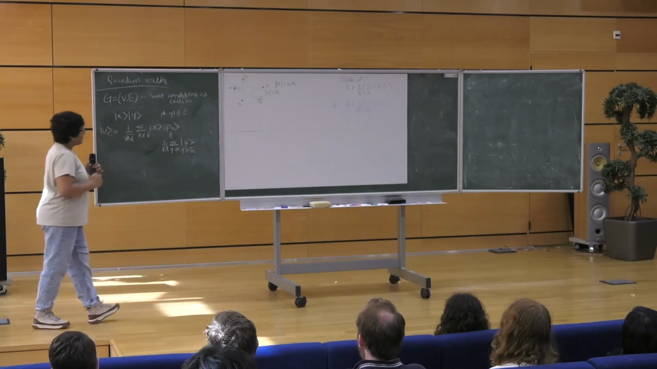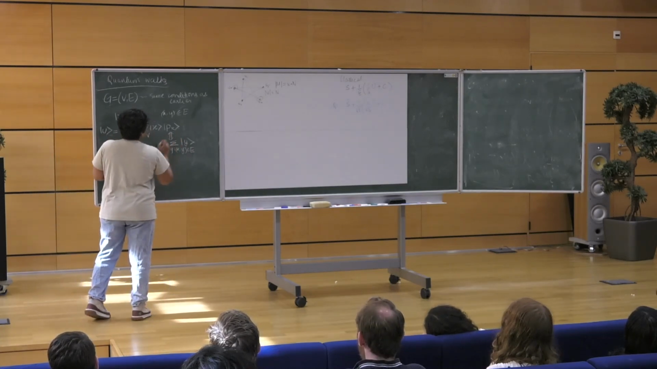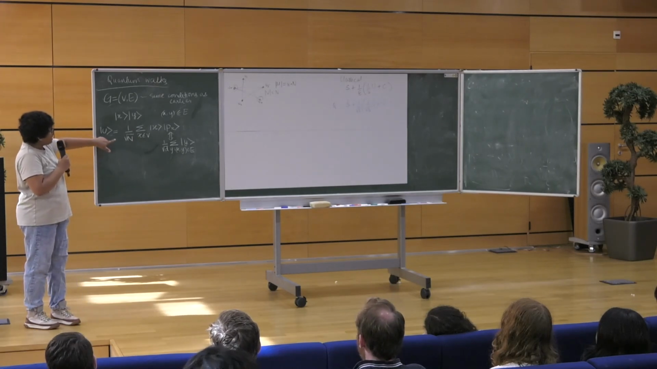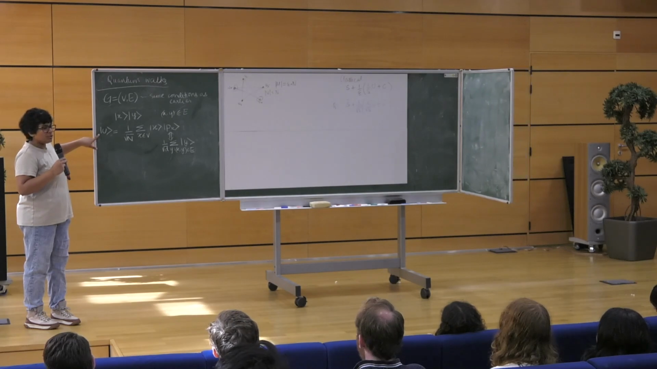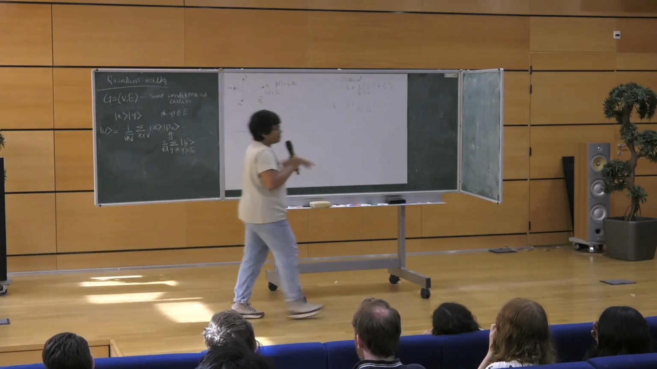Yeah, this is just the same. I'm saying this is the same. Are you guys convinced that this is the quantum state which is a uniform superposition of all edges of the graph? Is that clear to you all?